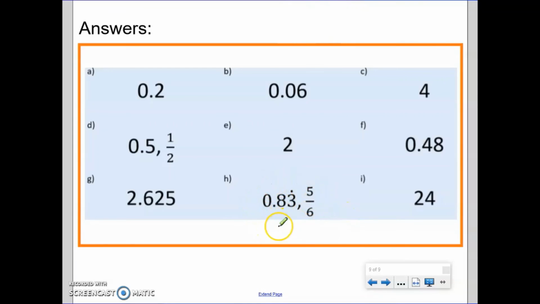Especially question H, where if you set it up using the bus stop method of division, you will find that you're left with a recurring decimal. So you should have ended up with 0.8333, and that 3 would continue to recur, which we could present with a dot above it to show that the 3 is recurring, or we could have converted into a fraction 5/6. Very well done if you were able to get all 9 correct. That shows a very good understanding of dividing by a decimal.